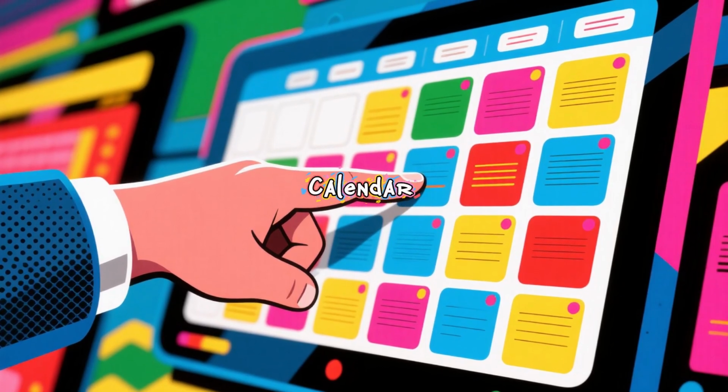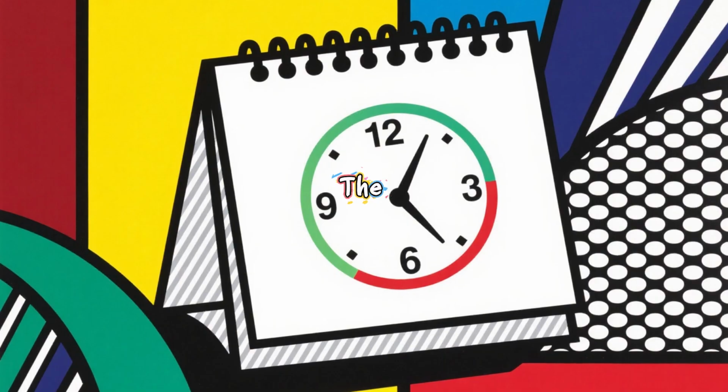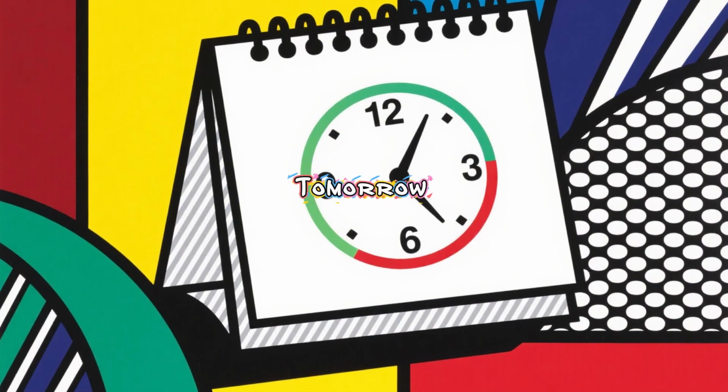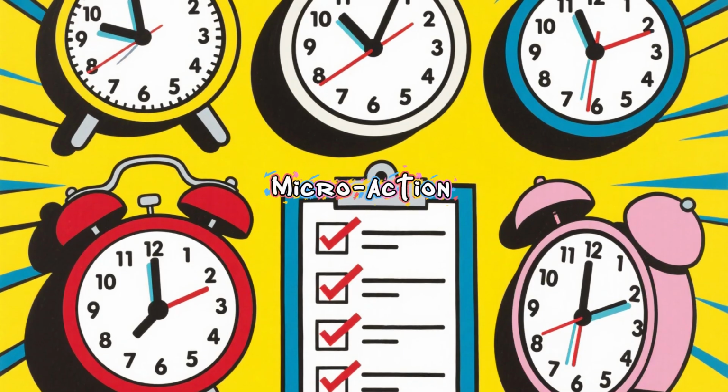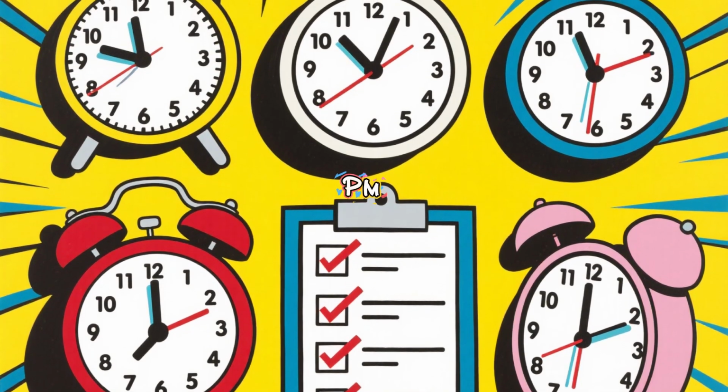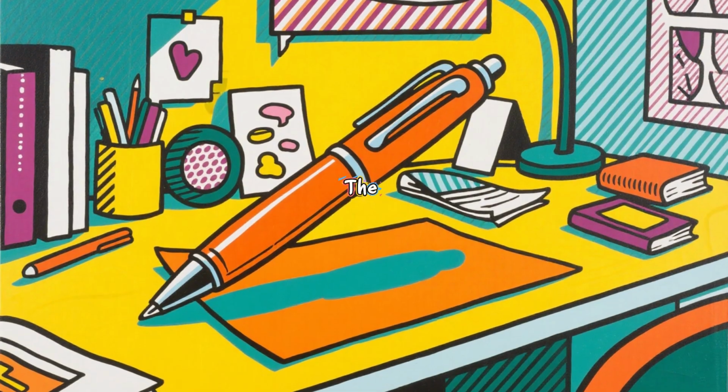Go look at your calendar. Find a time slot in the next 24 hours. This is key. Don't force this into tomorrow. Do the micro action today. It could be 9 p.m. It could be 11 p.m. It doesn't matter. Just put it on the calendar.